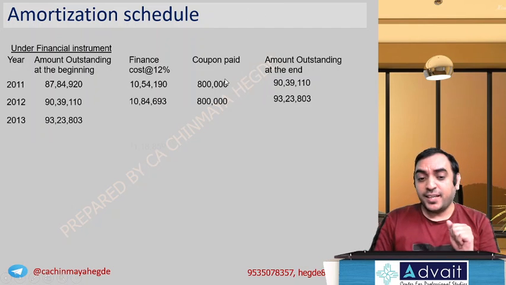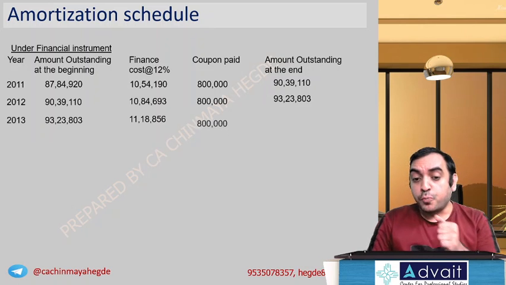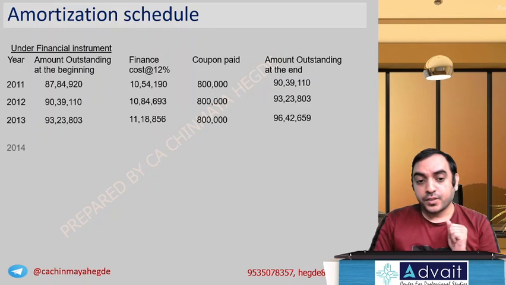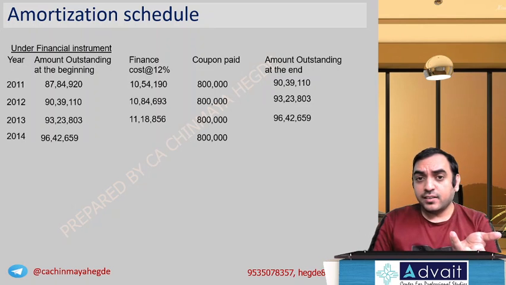2013, 90 lakh 23. On that 12% interest, 11 lakh 18,856. Coupon paid 8 lakh. Amount outstanding at the end becomes 9642659. 2014, amount outstanding at the beginning 9642. And here I will not do 12%, because last year I have to get 100 lakhs.